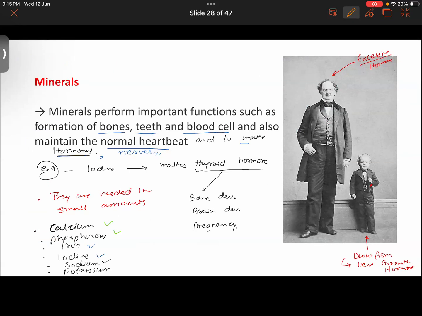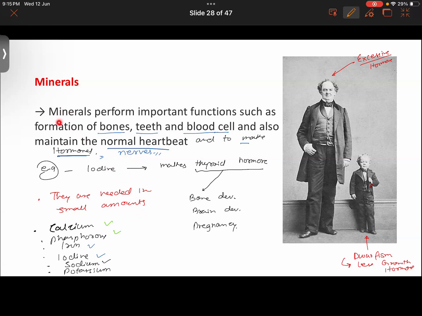So minerals, we did learn that they are used by the body to perform various functions. They are important for formation of strong bones, teeth, and blood cells. They are important for your normal heartbeat. They are important to make hormones. They are important for manufacture of nerves also.